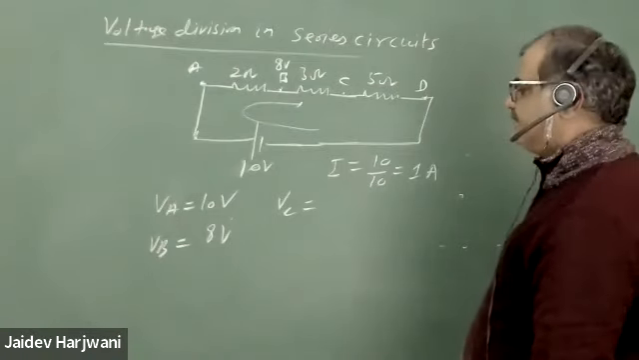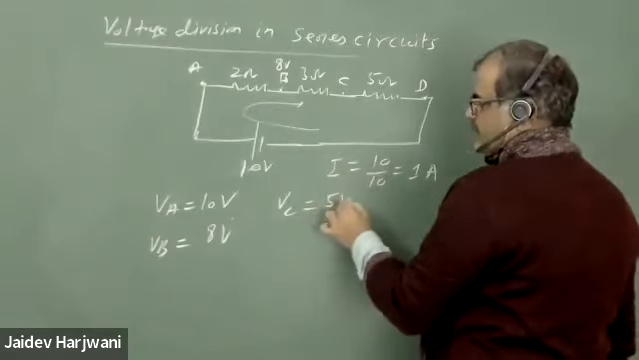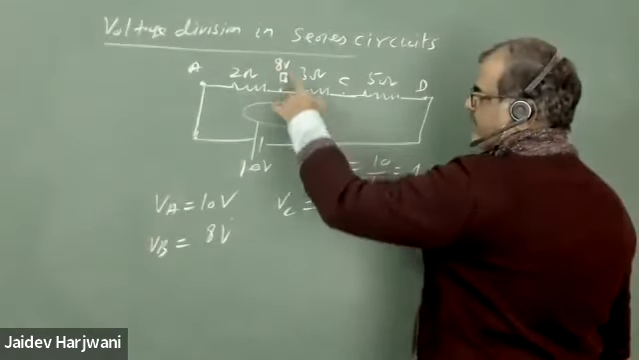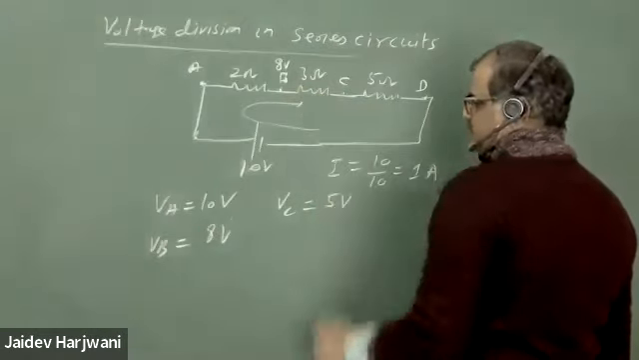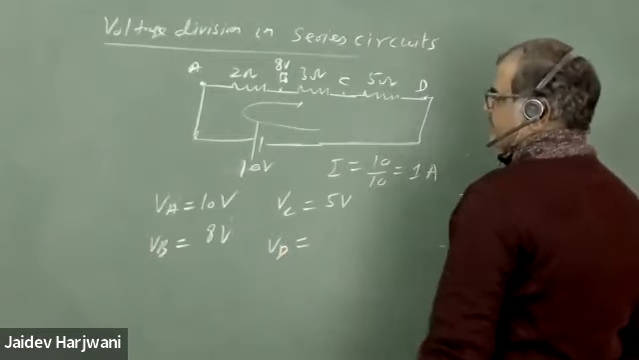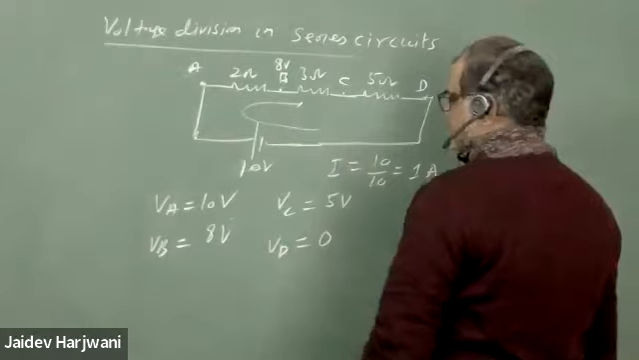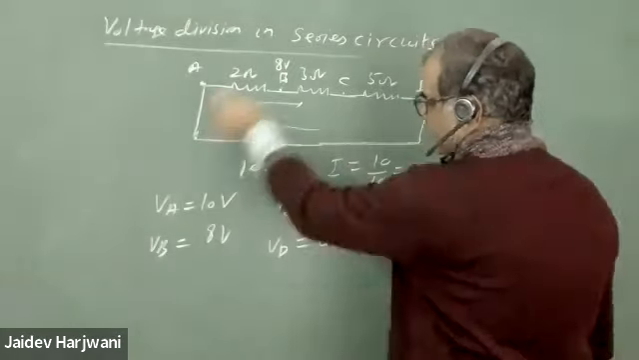What is the value of VC? 5 volts. Okay. 3 again, 8 out of 8, 3 volts will be consumed here. And if you say VD, what is the voltage of VD? 0 volt. Very good. It's connected to the battery directly. So in this way, you can.